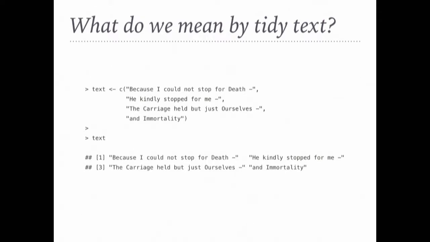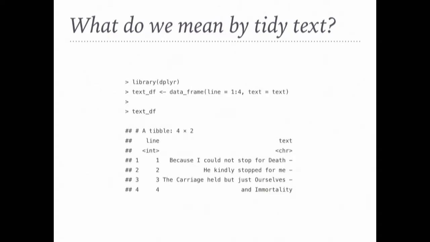So here we have the first 4 lines from one of Emily Dickinson's poems, and we're just assigning it to a character vector. A character vector is a way that we can represent text in R, or a string would be a way to think about it in any programming language. We can load the dplyr package, and we can put this into a data frame. Let's add another column that keeps track of which line each one of these is on.